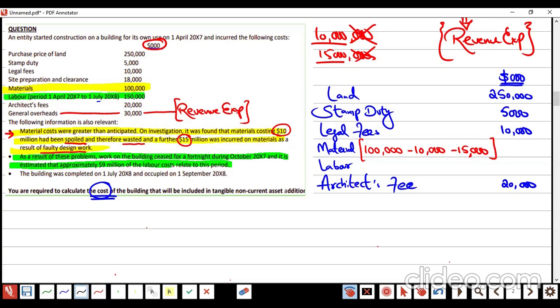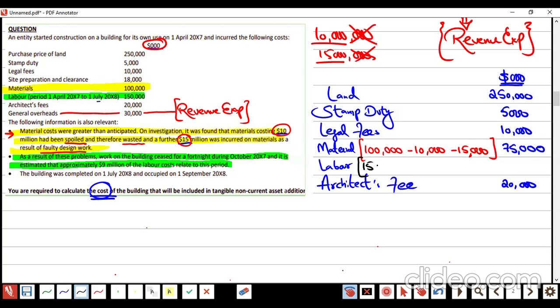Remember that. Only the material which we incurred for the building itself, without any spoilage, without any fault, without any drama, without any wastage, is capitalized. So here two dramas are there, both dramas. We will remove them and we use the net, the pure material which we incurred for the building. Khalas. Got it?